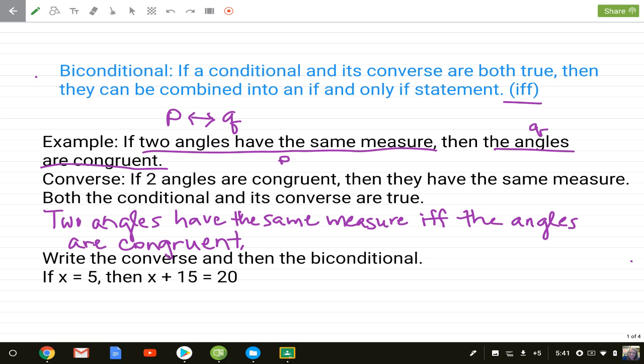Okay, now I want you to look at the next one. If x equals 5, then x plus 15 equals 20. I want you to write the converse, and then if both the truth values are true, I want you to write the biconditional. So pause and do that. Okay, x equals 5 is my hypothesis this time. x plus 15 equals 20 is my conclusion. So when I write my converse, I will say if x plus 15 equals 20, then x equals 5.